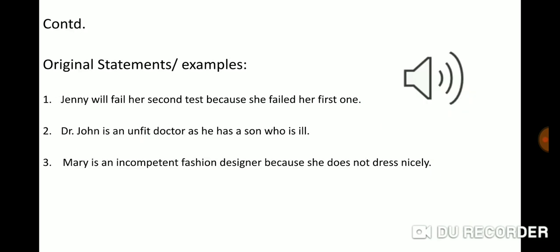Continuation of common examples of ad hominem. Original statements are examples. 1. Jenny will fail her second test because she failed her first one. 2. Dr. John is an unfit doctor as he has a son who is ill. 3. Mary is an incompetent fashion designer because she does not dress nicely.